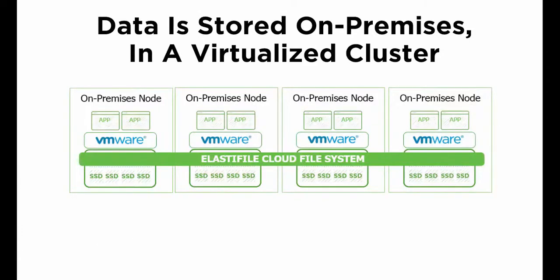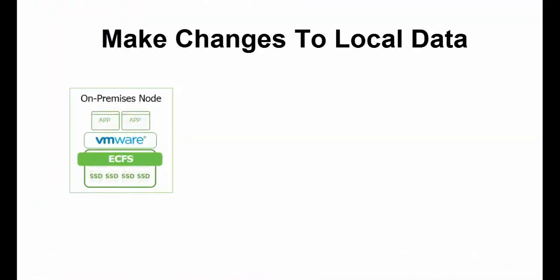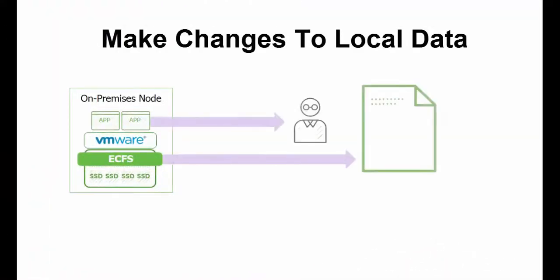First, we'll start with the 4-node Elastifile cluster supporting a VMware environment. Here you can see the nodes as set up in the vSphere GUI. Next, we want to make changes to data stored locally in our virtualized environment. To do so, we're going to select the file stored on the Elastifile file system and make some edits to that file, and then save the updates.